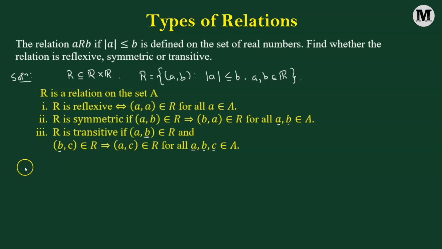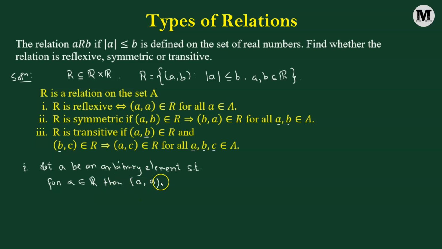Okay, so let's start with the problem. We'll first check for reflexivity. We'll check whether the relation R is reflexive or not. For this, let us consider an arbitrary element A, such that A belongs to the set of real numbers. The ordered pair (A, A) belonging to the relation R must imply that the absolute value of A is less than or equal to A. So here we are using the definition. Instead of absolute value of A less than or equal to B, we're replacing this B with A.